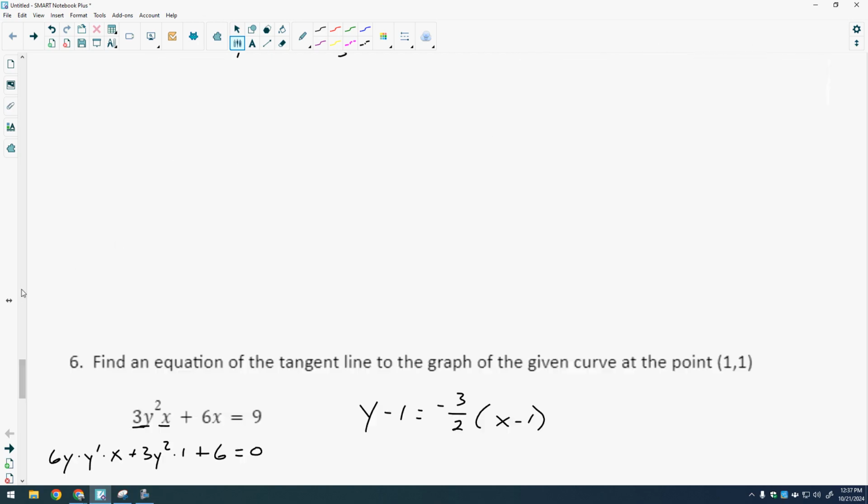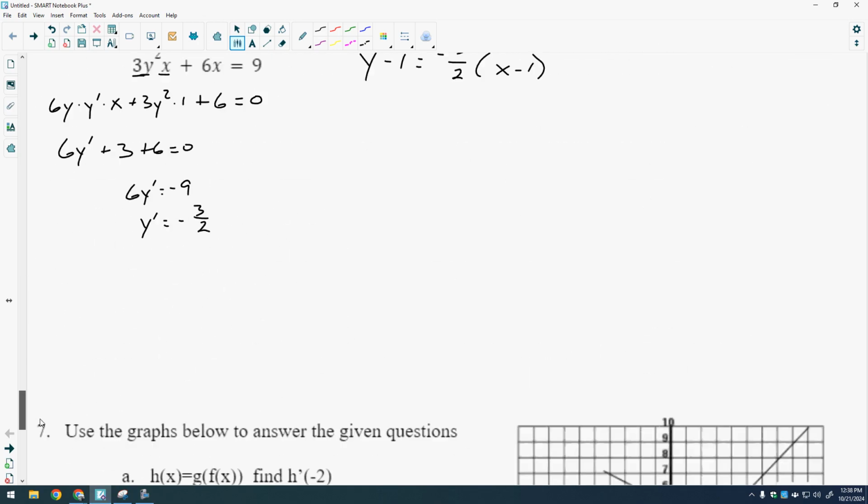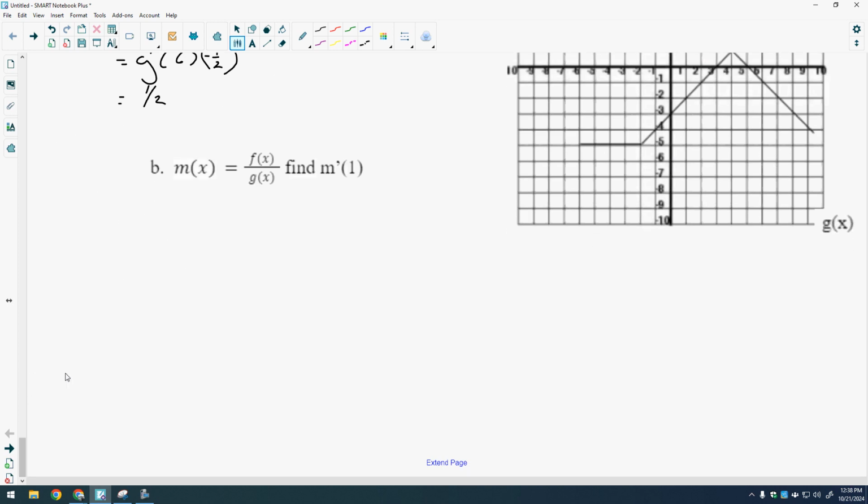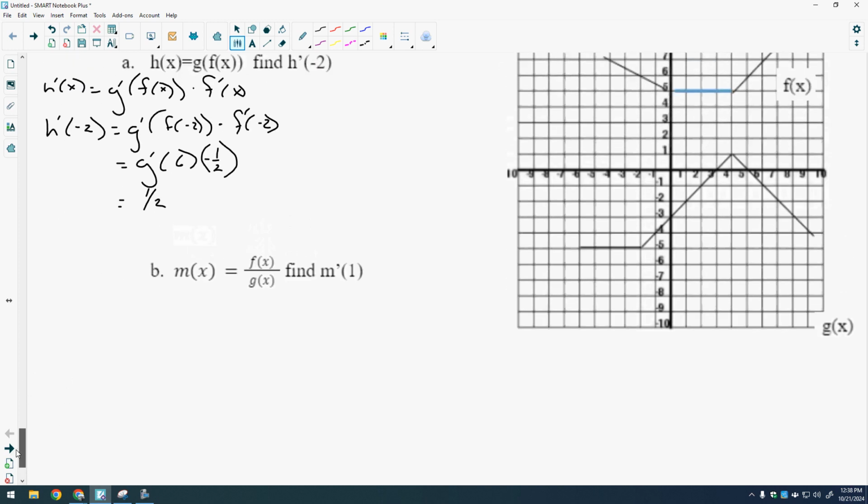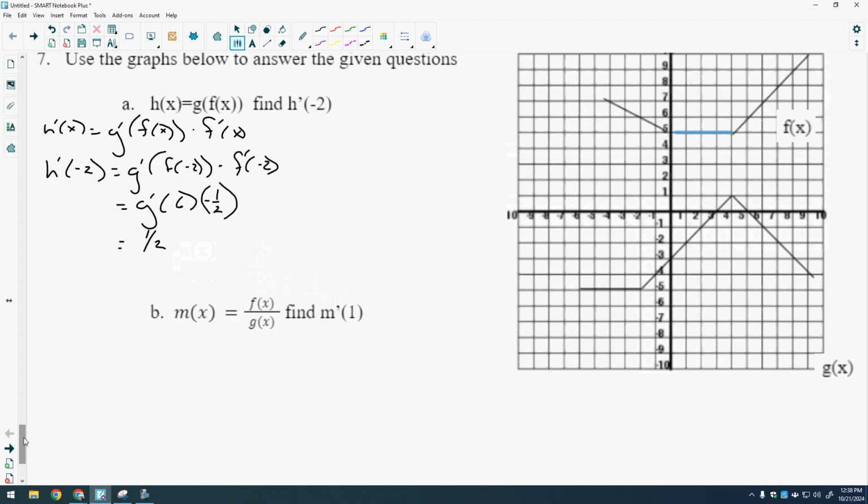All right. Trying to move that down so I can write. There we go. All right, find m prime of 1. So derivative, we've got quotient rule. Derivative of the top, f prime, times the bottom, minus the top times the derivative of the bottom, all over the bottom squared.